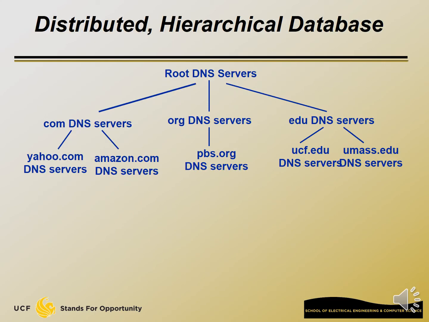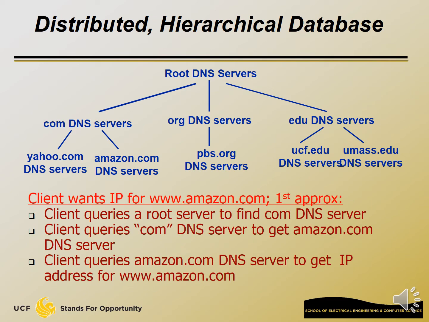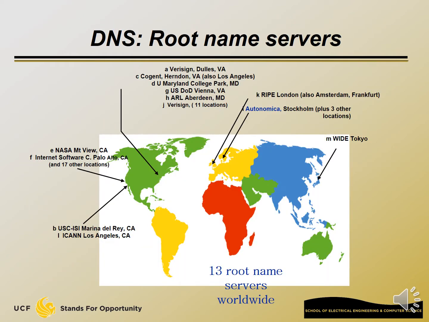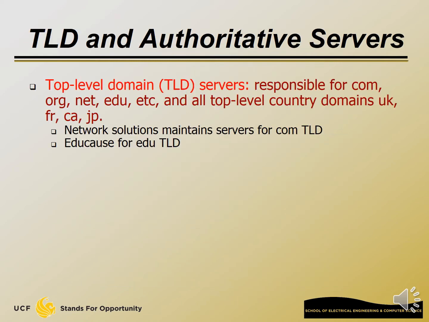So the root DNS server is divided into com servers, org servers, edu servers. Examples: yahoo.com, amazon.com, pbs.org, umass.edu. If a client wants amazon.com, first it queries a root server to find the com DNS server. Then the request is forwarded to the com server. Then the client queries the amazon.com server to get the IP address for www. The root name servers are located in various parts of the world.